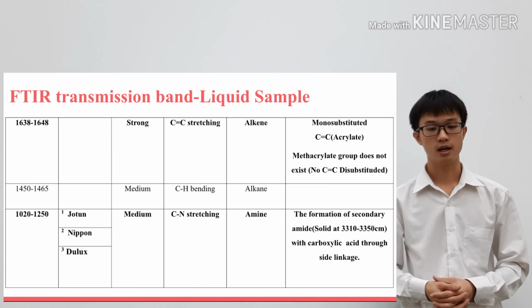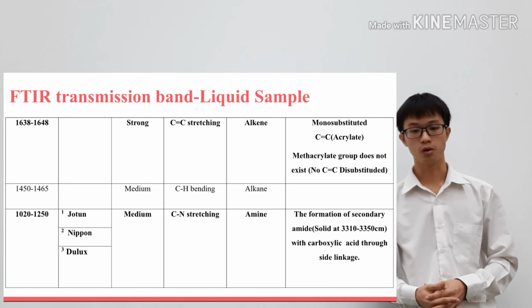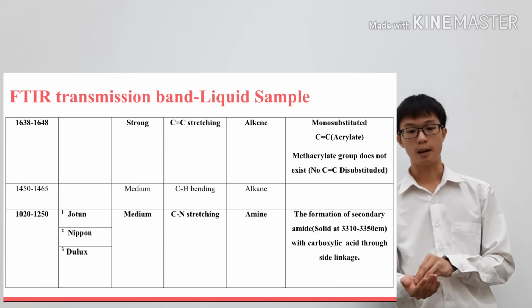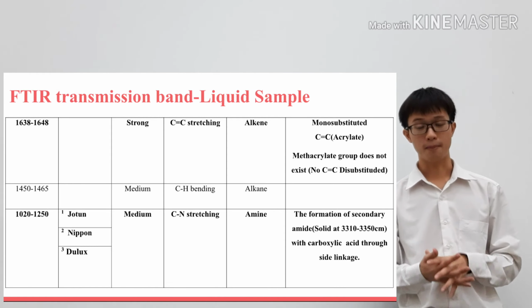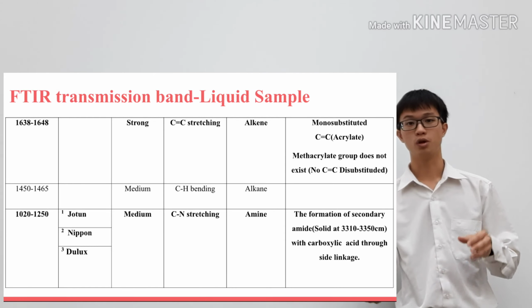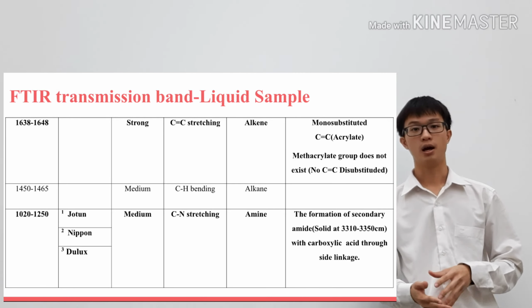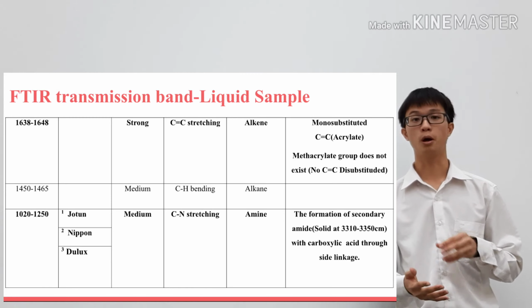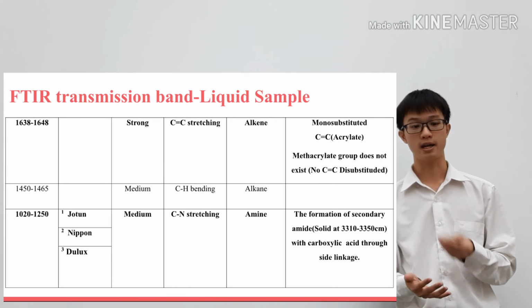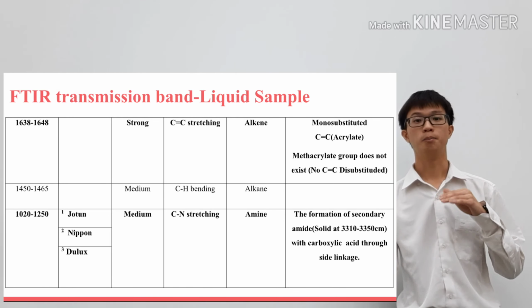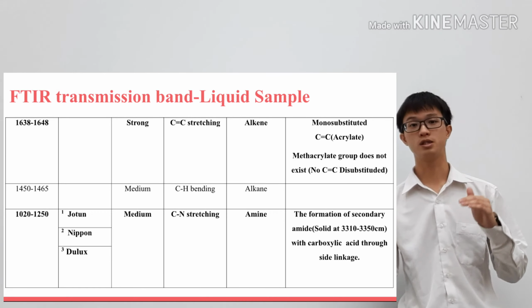Also we have C-N, which is an amine group, so the formation of amide can be formed between amine and carboxylic acids through cross-linkage, and in this sense, the Jotun has the highest, followed by Nippon Paint. So Jotun obtains an amide group higher than Nippon Paint, which is why both Jotun and Nippon Tgs are almost the same.